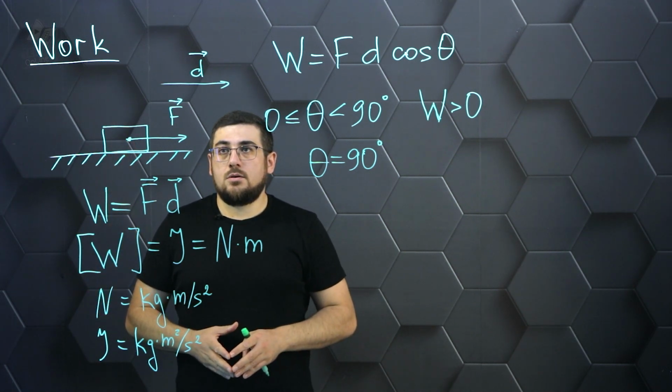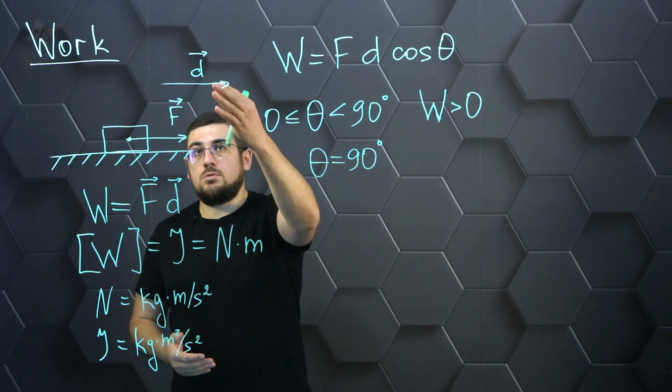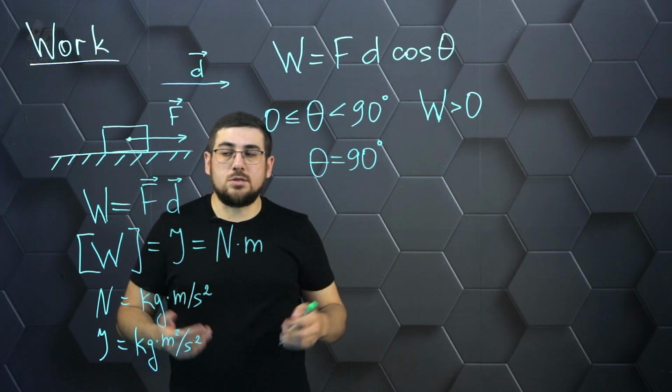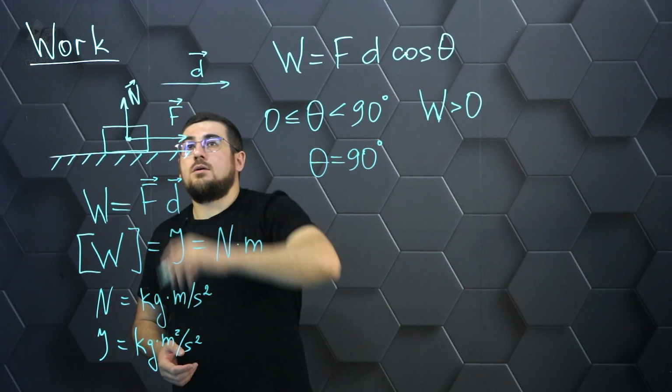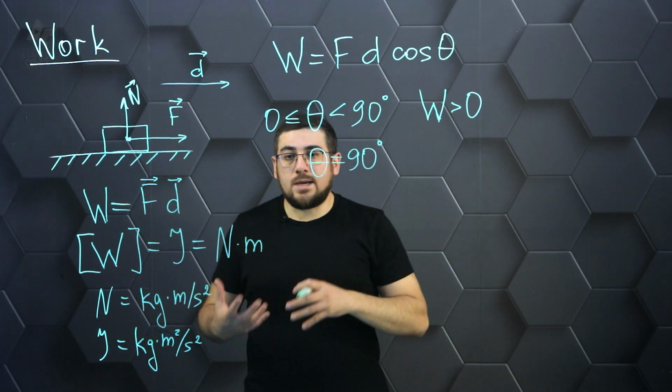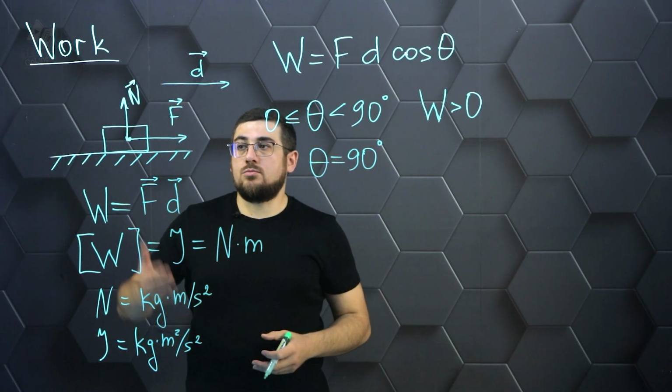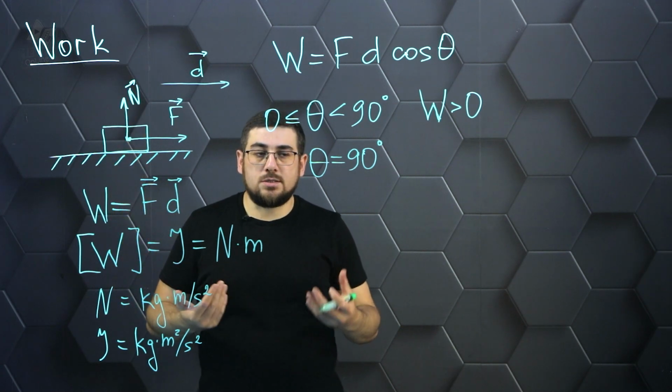If a body is moving horizontally on a surface, we remember that, for example, there's a support force acting on the body. And then it will be clear that there will be an angle of 90 degrees between the displacement and this force if you and I draw it here. In this situation, the work of this force will be 0, because the body vertically is not moving anywhere.